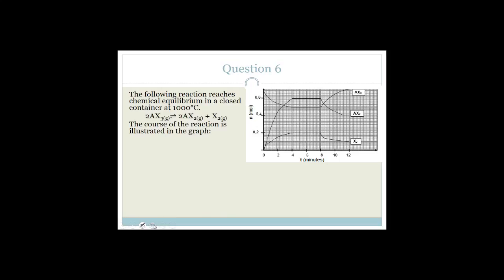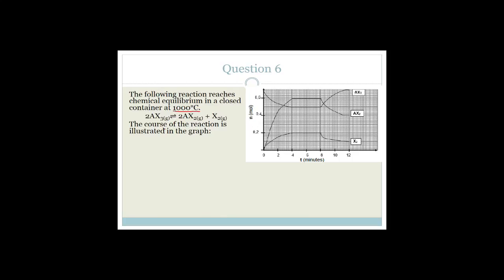So we've been talking about rates of reaction. Now, obviously, we're doing chemical equilibria. It says the following reaction reaches chemical equilibrium in a closed container at 1000 degrees Celsius. And you can see it's a nice theoretical equilibrium because there's X's and A's in there, and there's nothing on the periodic table that matches A's and X's. So we're saying 2 moles of AX3, which is a gas, forms 2 moles of AX2 plus X2, and just check, that's 4 and 2 is 6. So yes, they are balanced. And you'll notice that it is a dynamic equilibrium. It's a chemical equilibrium, right?